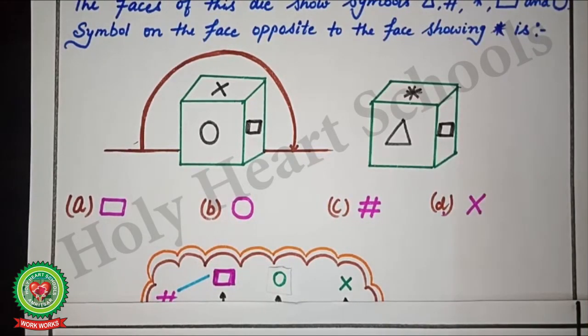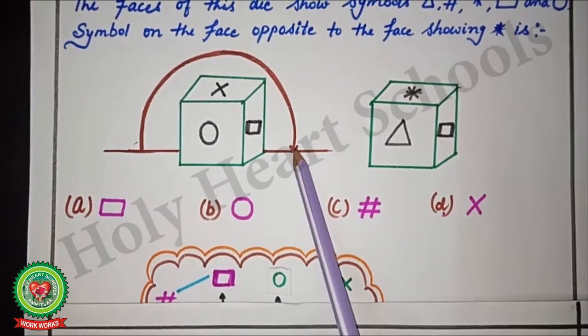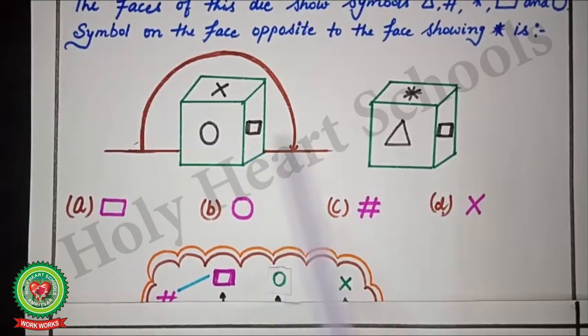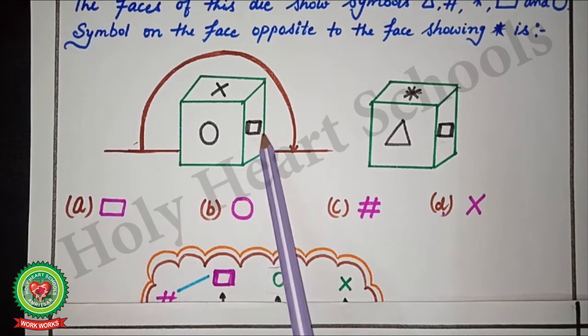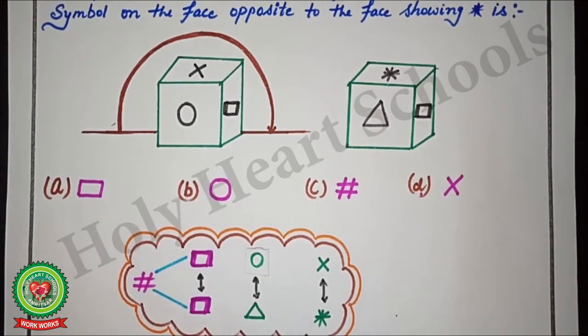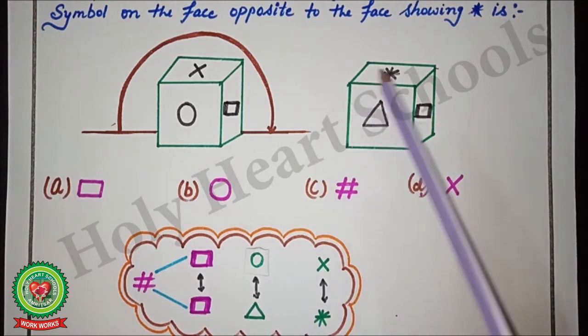So here we are given the direction, so that means we have to move in this direction. First of all, because rectangle is common in both, we will start with this rectangle here. So we will write here rectangle. After this rectangle, we will move to a circle, and after circle, we will move to a cross. So we will put here cross. Similarly, for the second die, we will draw here a rectangle. Then we will move to a triangle and then we will move to the star.